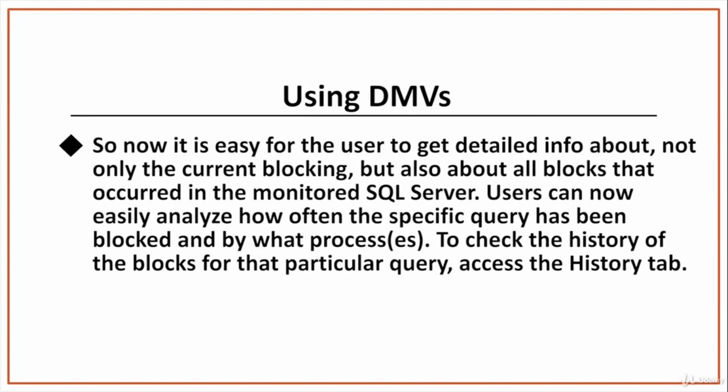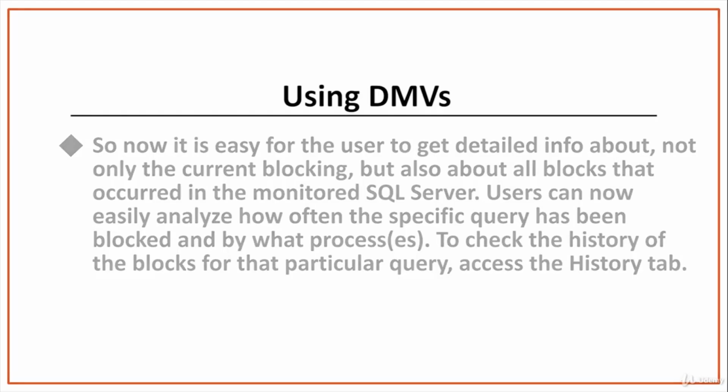So now it is easy for the user to get detailed info about not only the current blocking, but also about all blocks that occurred in the monitored SQL Server. Users can now easily analyze how often the specific query has been blocked and by what processes. To check the history of the blocks for that particular query, access the History tab.